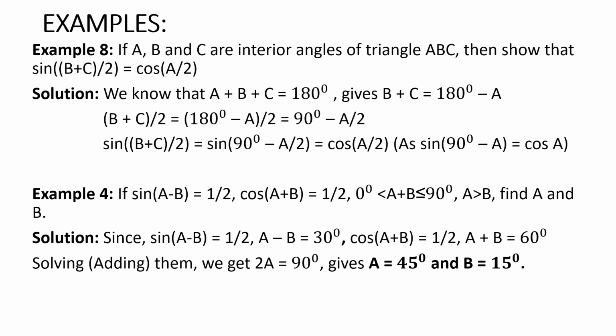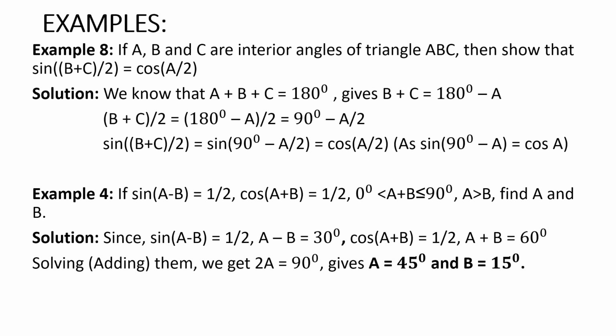Now you know the formula for the complementary angle. So sin((B+C)/2) is sin of (90 degrees minus A/2). But what is sine of 90 minus any angle? It is cos of that angle. So sin(90 degrees minus A/2) is cos(A/2).